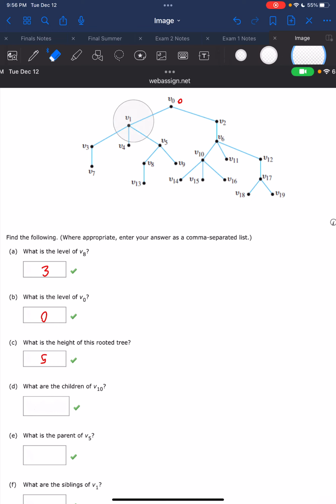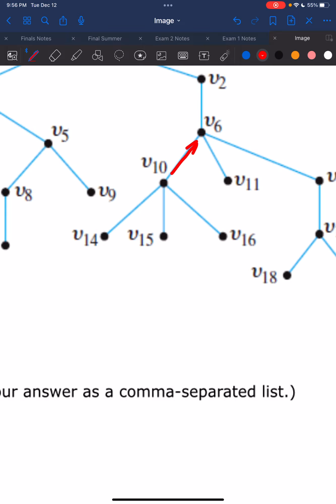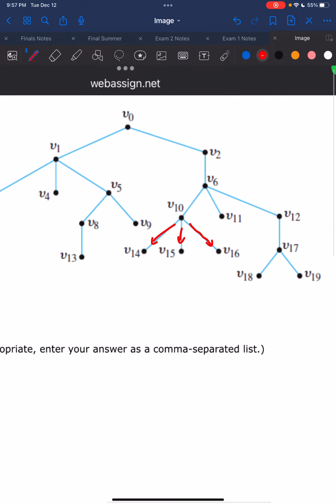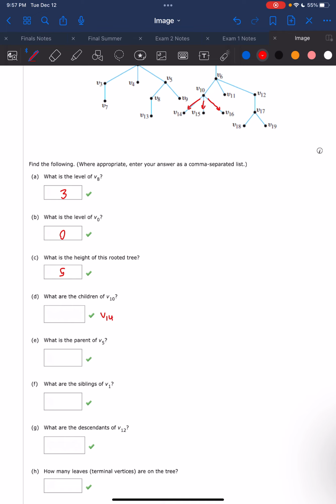Now let's erase all these marks and move on to question D. What are the children of V10? So the children of V10 are the ones that are directly adjacent, but also below V10. So the ones directly adjacent are V6, V14, V15, and V16. But they also have to be below V10. So V6 is above V10, so that's not a child. But everything else is below V10, so we know that V14, V15, and V16 are children of V10. So let's write that here, V14, V15, and V16. Okay, give that an erase.